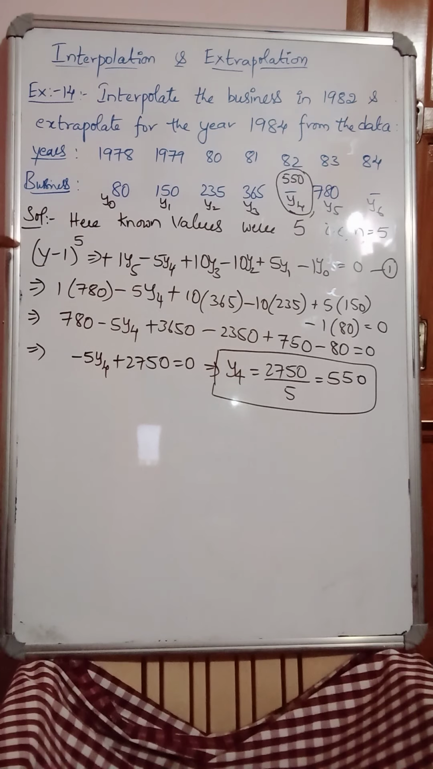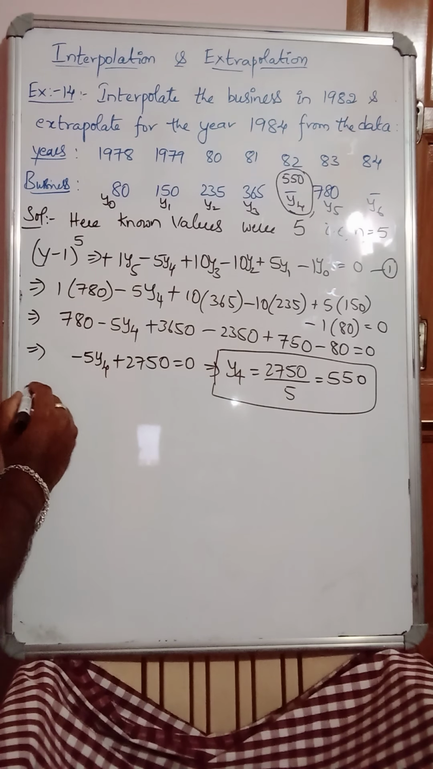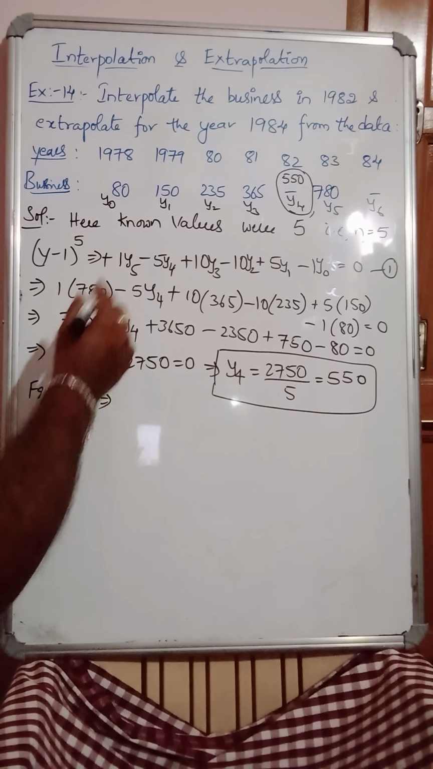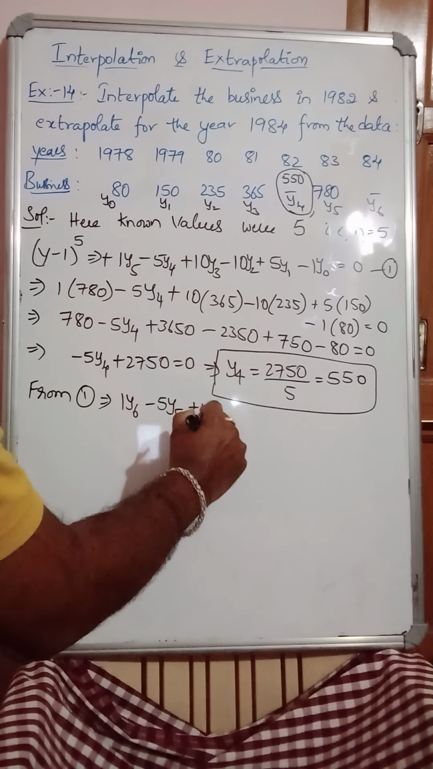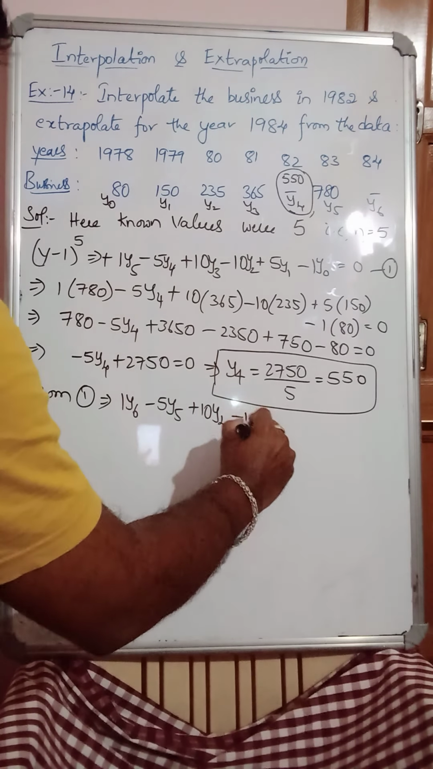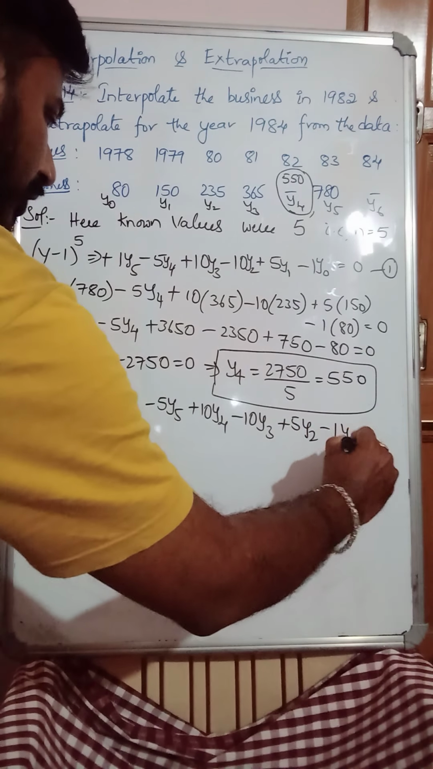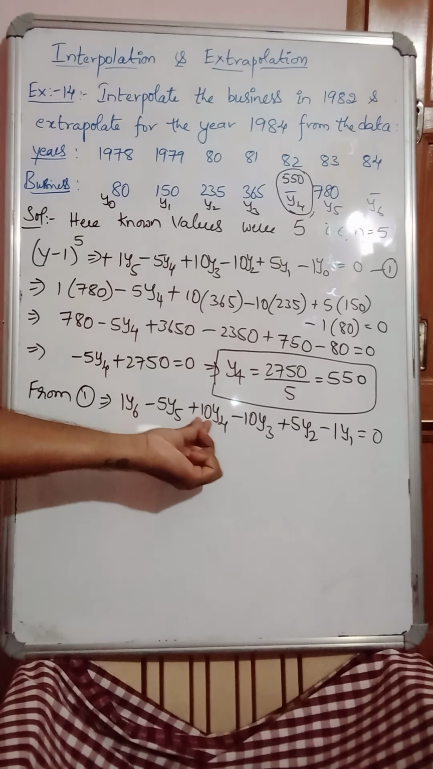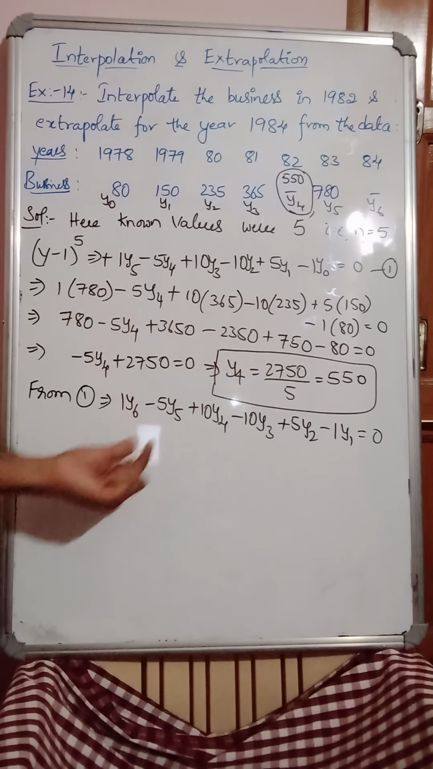Similar procedure. From equation 1, suffix has to be increased by 1 value. Similarly, you write down from 1, suffix has to be increased. 1 into y6 minus 5 into y5 plus 10 into y4 minus 10 into y3 plus 5 into y2 minus 1 into y1 equal to 0. So you are not supposed to change the line. Only you are supposed to change the suffix of the entries.